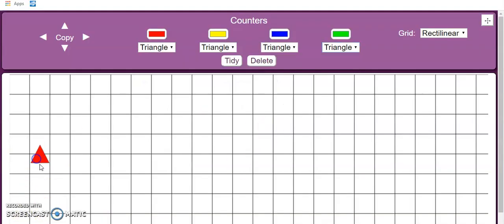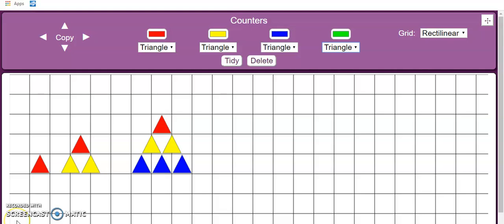First triangle number was 1. That's definitely a triangle. Next triangle number, 3. Next one after that. How many triangles do I add on? I add on 3 more triangles. That's my next triangle number. 1, 2, 3, 4, 5, 6.